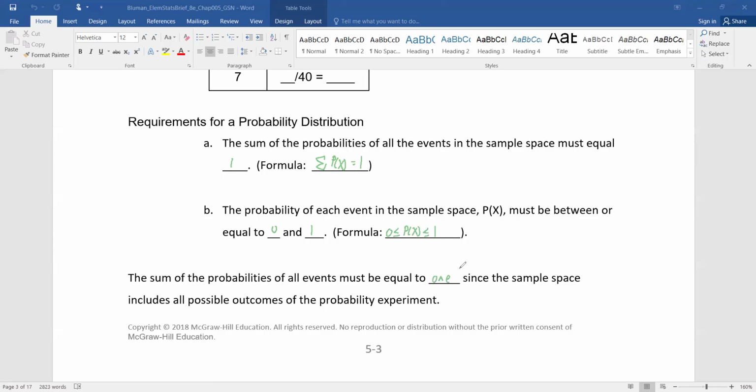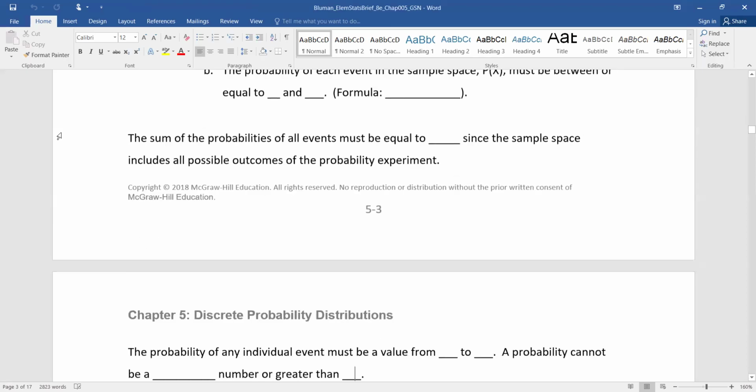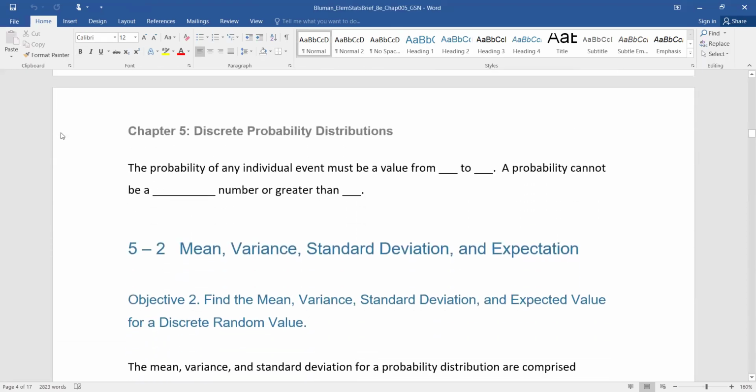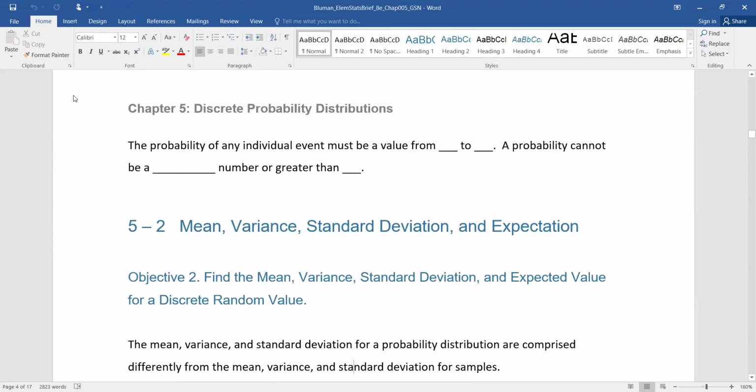All right, and this will be the last statement. And then, of course, I'll break this up just like I did last time into a video for each section. So here, the probability of any individual event must be a value, again, from 0 to 1. A probability cannot be a negative number or greater than 1.